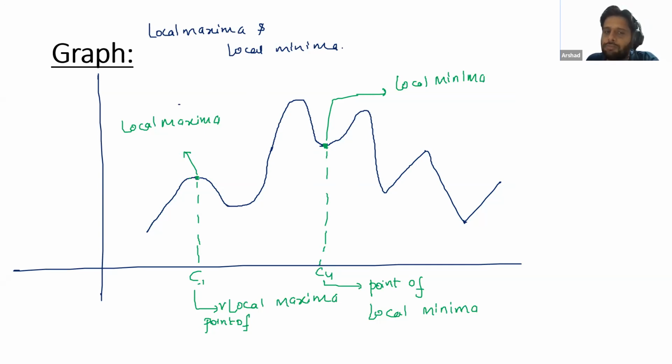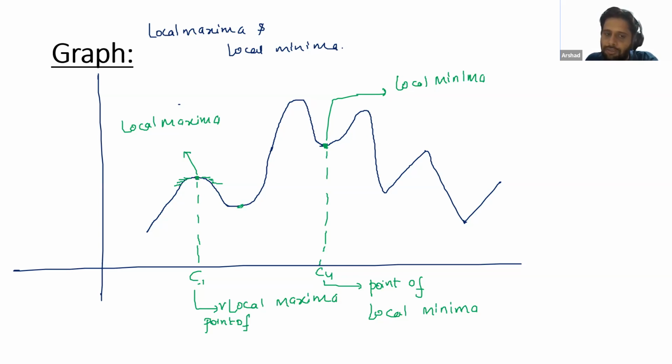Then what is local maxima? Local maxima is a value which is greater than the neighboring points. Neighboring points means you don't need to go till here. No, the neighboring point is only this one. So if we are saying that this is the local maxima, that means this value is greater than the neighboring values.